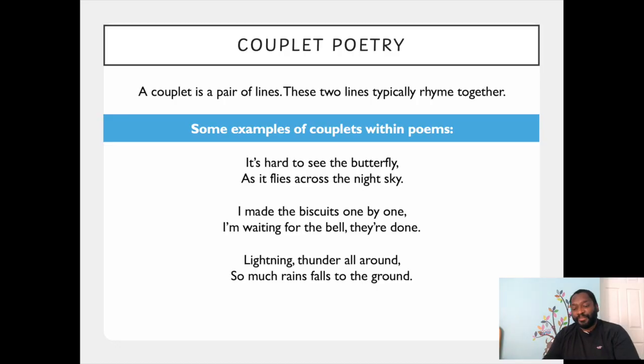Couplet poetry. A couplet is a pair of lines, and these two lines typically rhyme together. It goes back to rhyme that we talked about in video 1. They are also the same length due to the same number of syllables present. And couplets are used in poetry in order to create a rhyming flow.